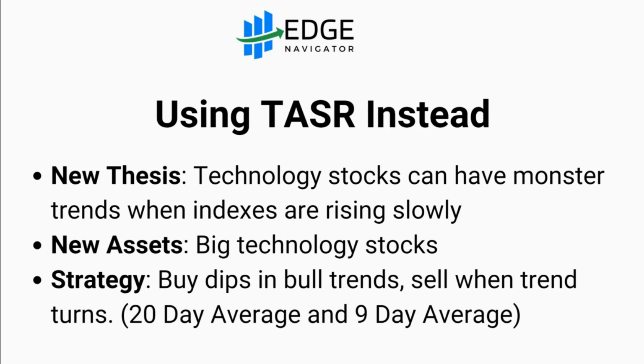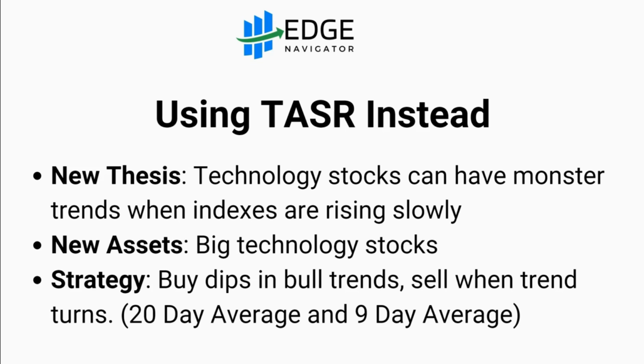So applying TASR instead, the new thesis is this: tech stocks can have monster trends when indexes are rising slowly. So in this case, I'm only focusing on the upside risk, which if you saw that profile before, or if you know about broken wing butterflies, you say, well, there's not really a lot of risk to the upside. The reality is many of your losses on those types of trades are on the upside. And mild upside moves can create gamma related losses in options trades. They will chip away, and actually markets climb over time more than they crash. So this is a very important risk to cover.